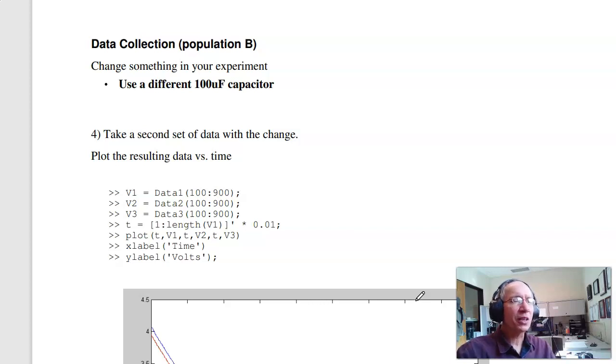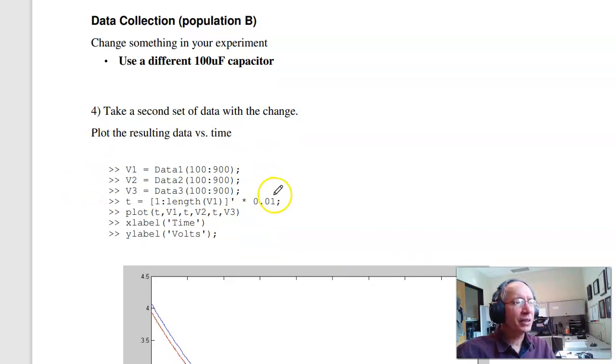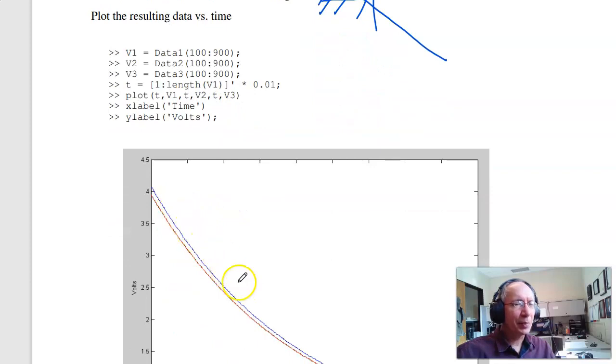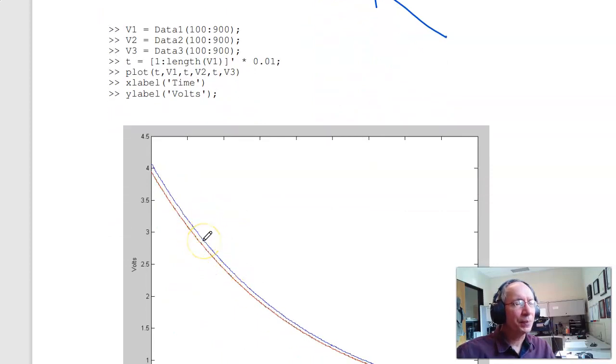Due to manufacturing tolerances, there will be a difference in the capacitance. Collect the data one more time, pull out the data. I started at 100 because typically the data was flat, then starts rolling off. So I'm going to throw out this part of the data, the first 100 data points, and stop at 900, just so they're all the same length. It's not necessary, but it makes my plotting easier. Then plot the data. Second capacitor, here's the voltage versus time.